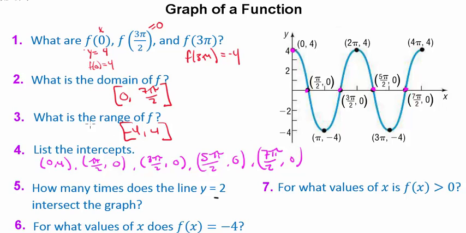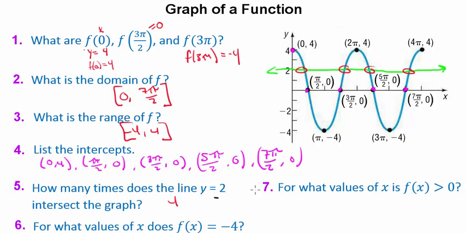All right, so next we're asked to find how many times the line y equals 2 intersects the graph. What you could probably do here is create the line y equals 2. y equals 2 is a horizontal line going through the y value of 2. So pretend that is a straight horizontal line, and let's check to see how many times this intersects our graph. So 1, 2, 3, 4. It intersects 4 times.